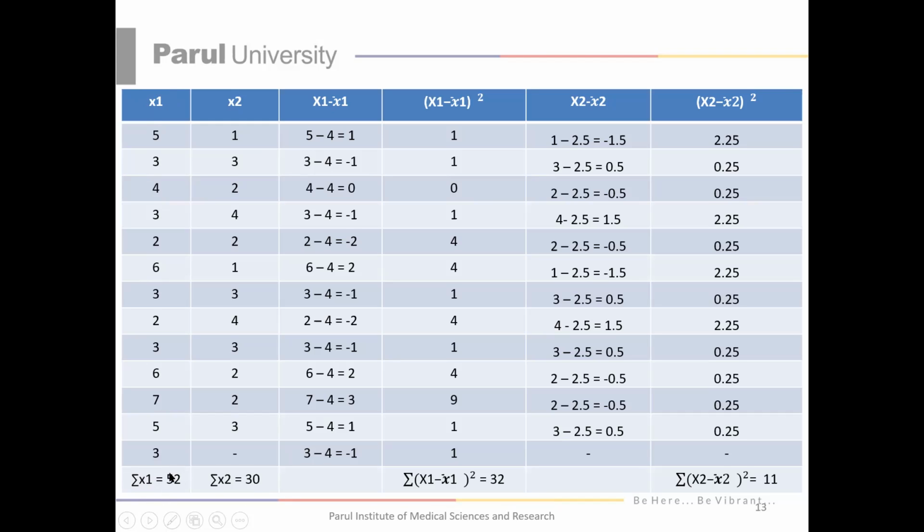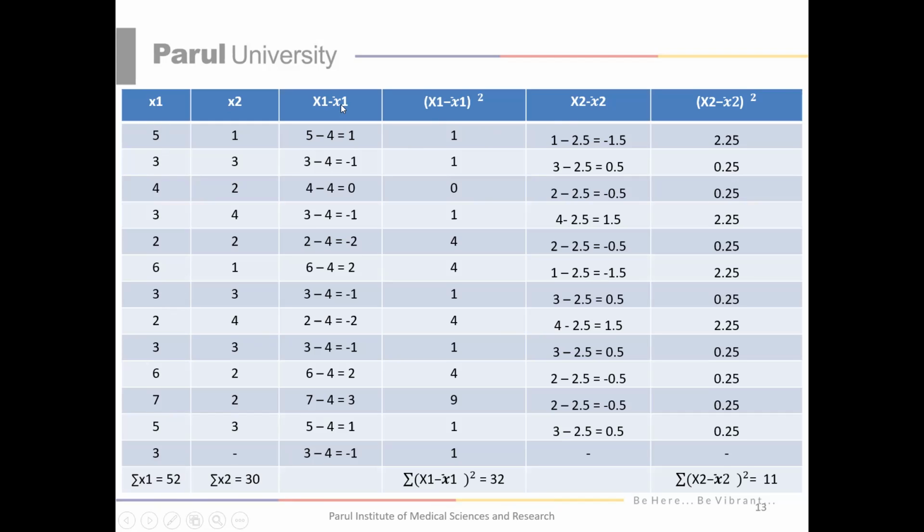The arithmetic mean for the first group is 52 divided by 13. In the first group we have 13 children. So 52 divided by 13, x1 bar is 4, and x2 bar will be 30 divided by 12, so it's 2.5. Now what will we do? We subtract the arithmetic mean from each and every observation.